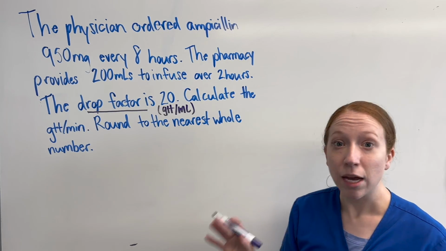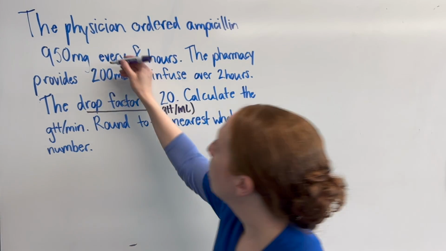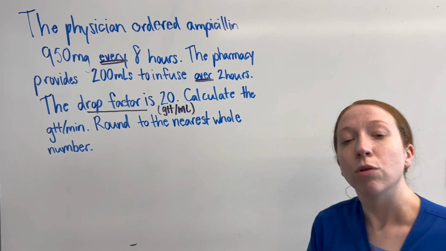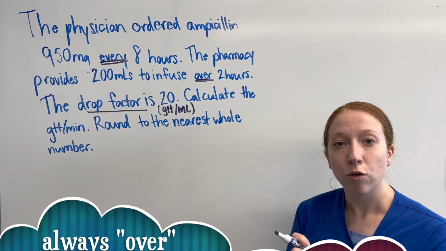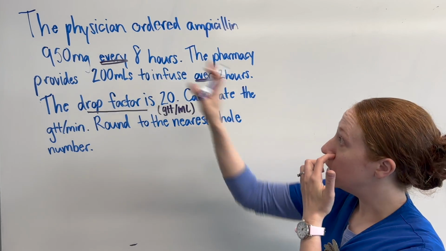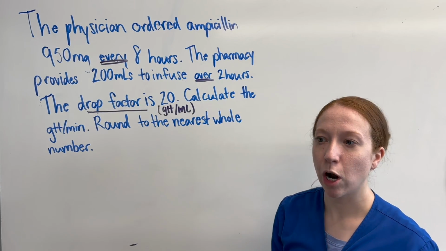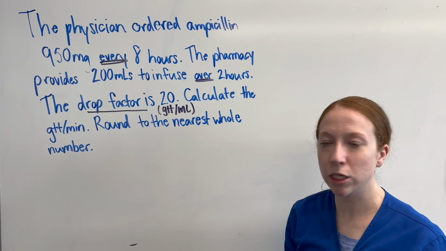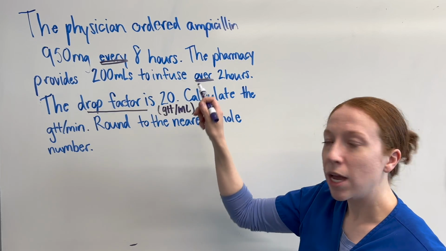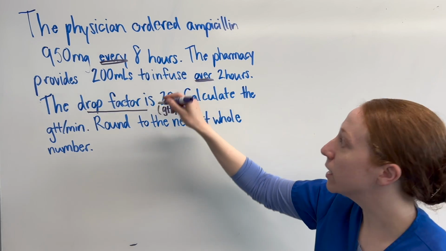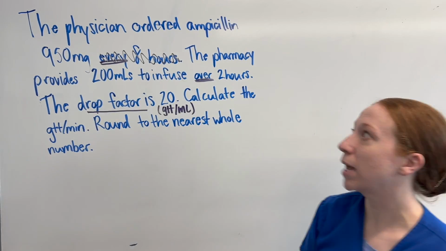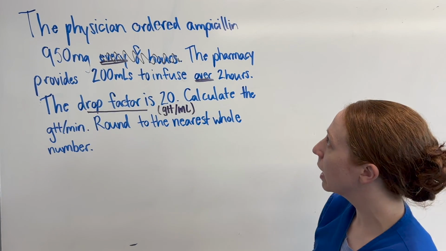The other thing that we have to know is that we have an every and over rule. The rule is always over, never every. So if you ever get 2 different time frames in your problem and you're like, which one am I supposed to use? We always use the one that says over. And we will never use the one that says every. So I'm gonna go ahead and cross this out on our problem. Okay, we will not use that 8 hours.